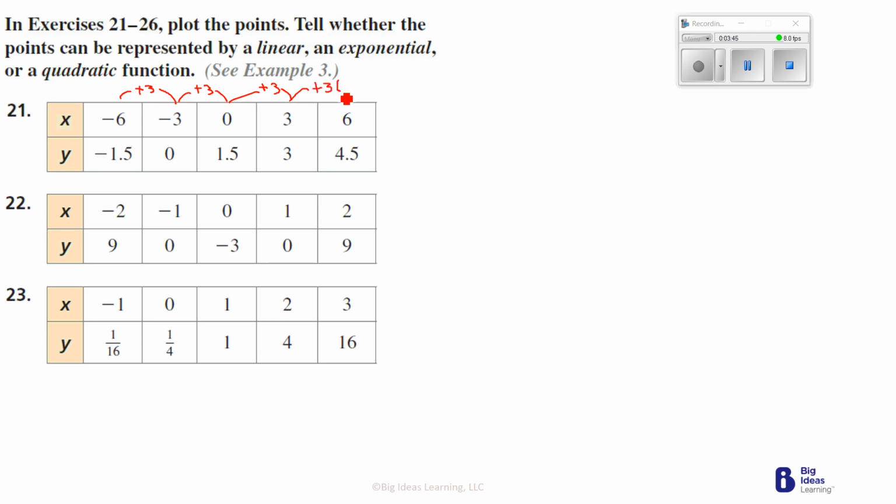Now we've got to check the bottom. So over here, we're adding 1.5. And then over here, we're also adding 1.5. And then another 1.5. And once again, we're adding 1.5. Now, because this is a constant rate of change, this tells us that this will be linear.